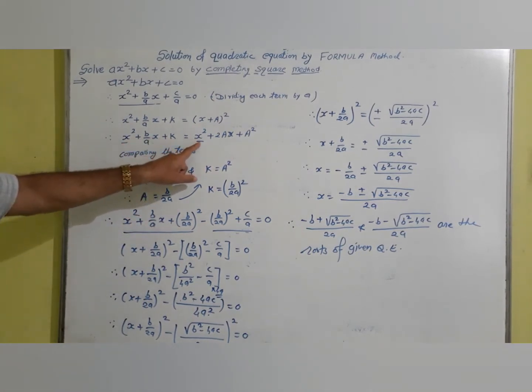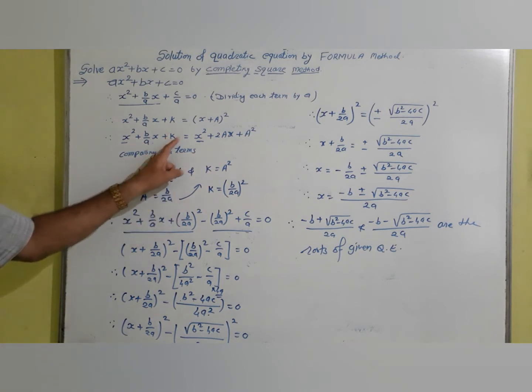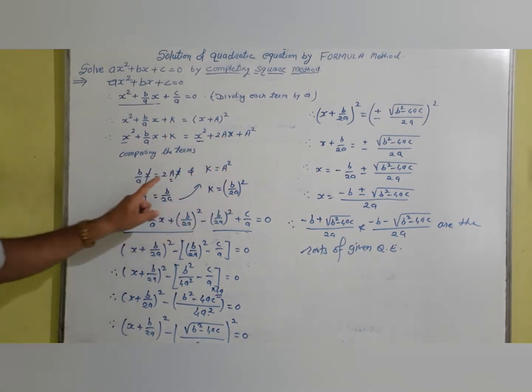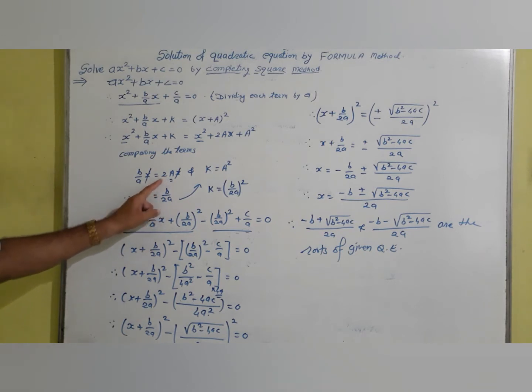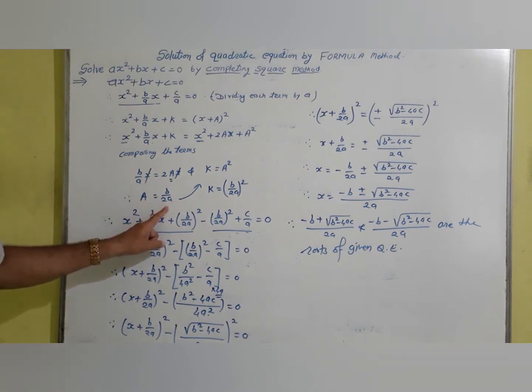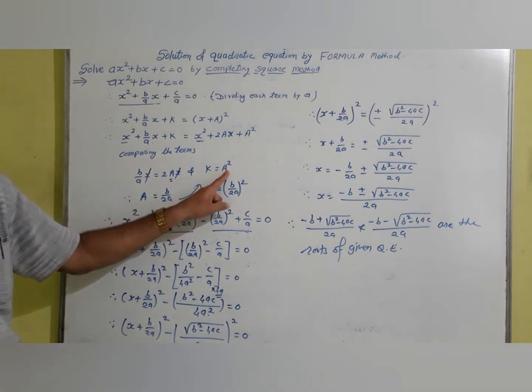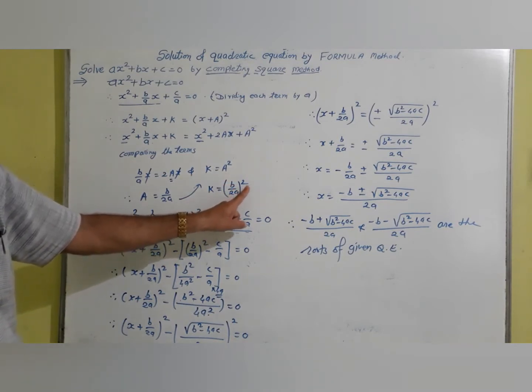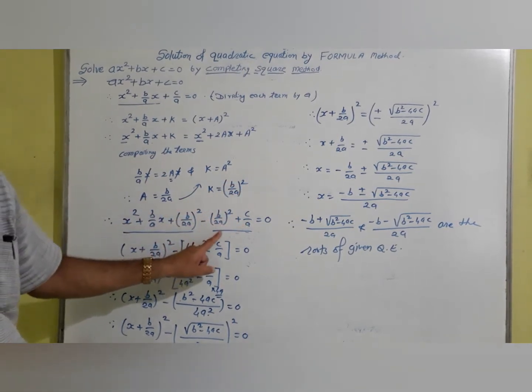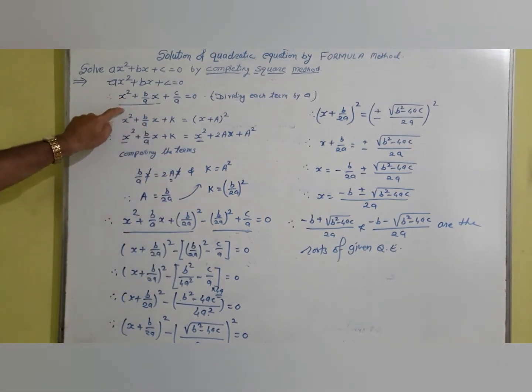X square becomes cancelled. b upon ax is equal to twice ax and k is equal to a square. Therefore, here x common, it becomes cancelled. Therefore, a is equal to b upon a, and this 2 is in multiplication. Therefore, it is into to divide. A is equal to b upon 2a. We have to substitute this value in this equation. K is equal to b upon 2a whole square. We have to add and subtract it from the first equation.